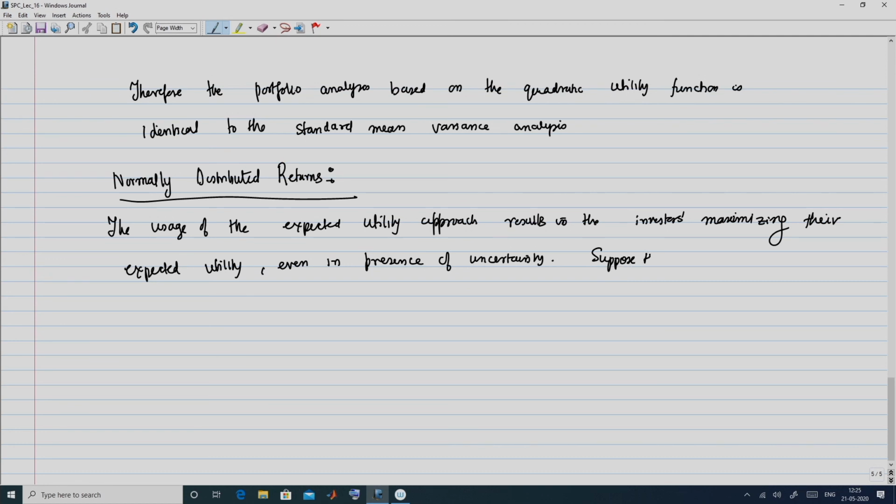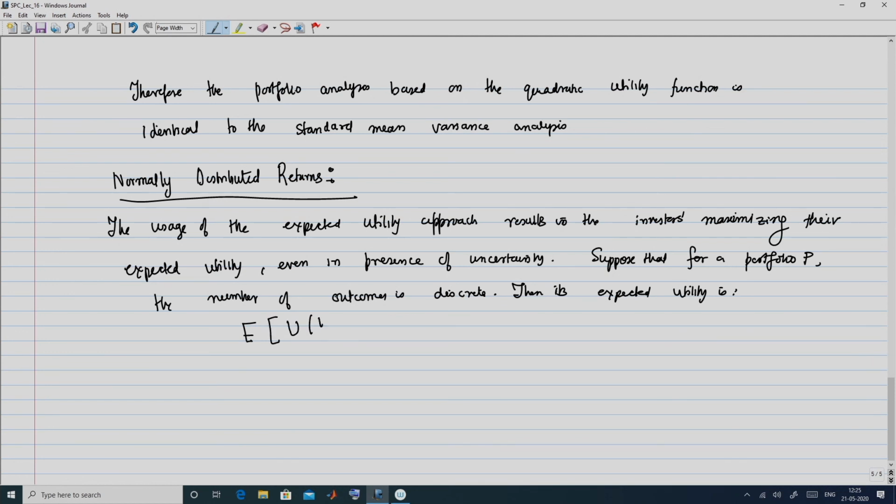So, suppose that for a portfolio P, the number of outcomes is discrete, then its expected utility, which we will denote by expected utility of W p, is going to be summation of the utility of the terminal wealth in the ith scenario into the corresponding probability of the terminal wealth in that scenario, where I have considered that there are k scenarios or k possible outcomes.